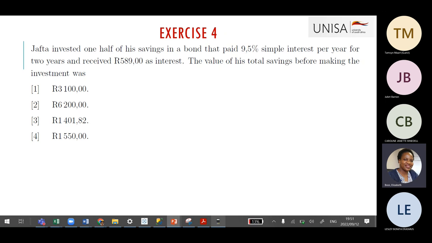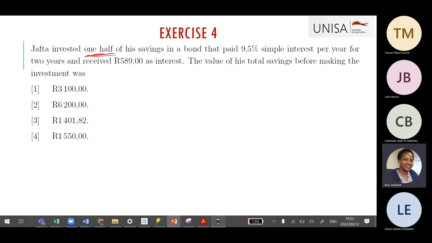Jafta invested one half of his savings in a bond that paid 9.5% simple interest per year for 2 years, and received R589 as his interest. What is the value of his total savings before making the investment? What they are asking you here is to calculate his total savings. So now you need to think about it, because here they say he invested one half.